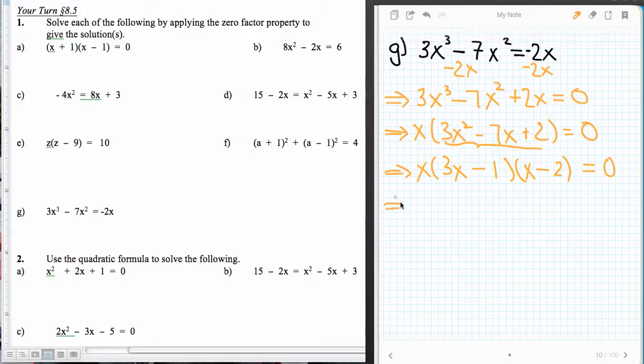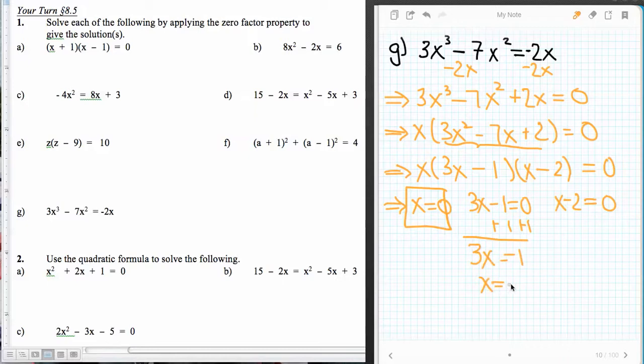Now I'm going to set each of these factors equal to 0 that contain an x. So I have 1 and 2, and then 3 of these that contain an x, and therefore I'm going to have 1 root, and then this is going to give me another root. That 3x is equal to 1, and therefore x is equal to 1/3 as my second root, and then one more here, add the 2 here and here, so that x is equal to 2 as my third root.